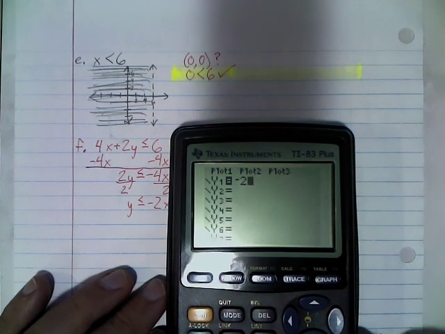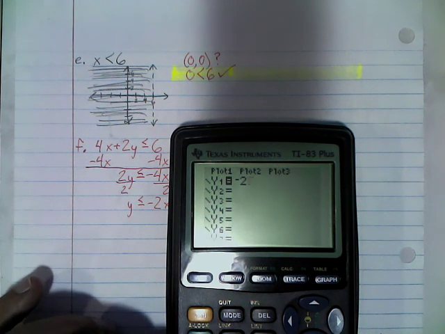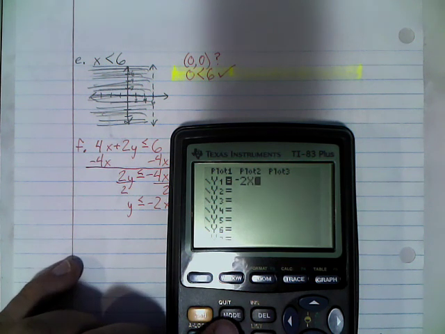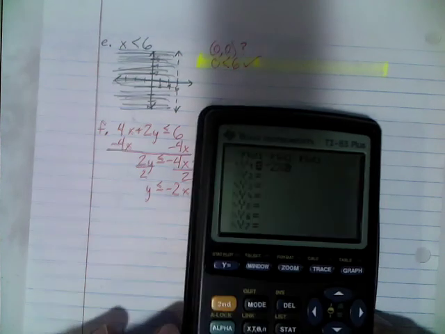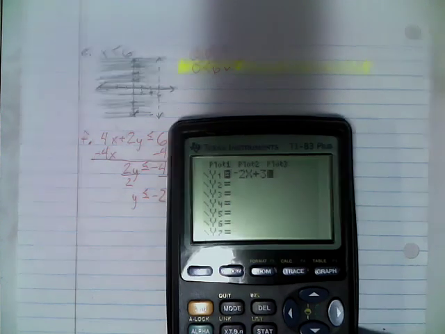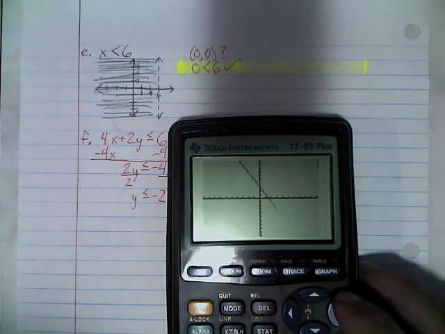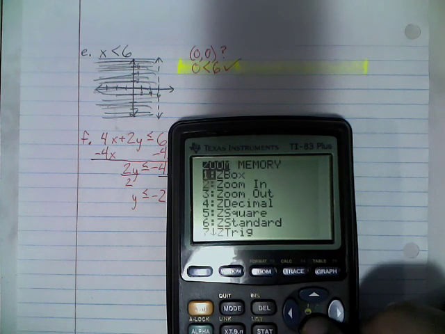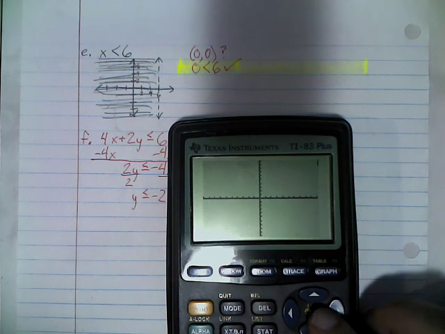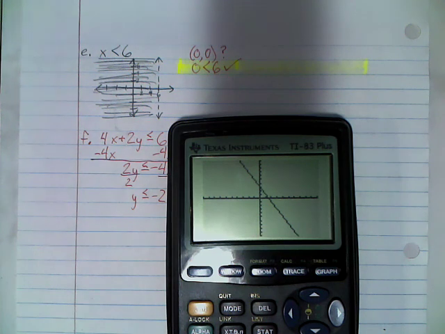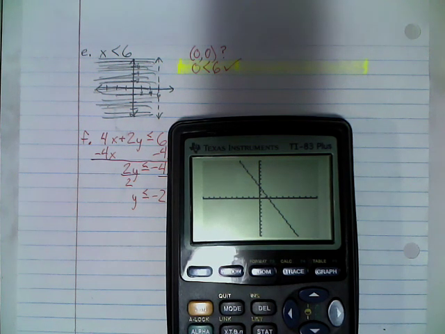So -2, and then your variable button, x, and then +3. We can go ahead and graph that, and if need be, we can even go to zoom and make sure it's nice and standard. So mine already was set that way. So there's my boundary line right now. And I know that it's less than or equal to, so I do know it will be solid, just like it appears here. But now I need to decide, okay, which side will my solutions be on?